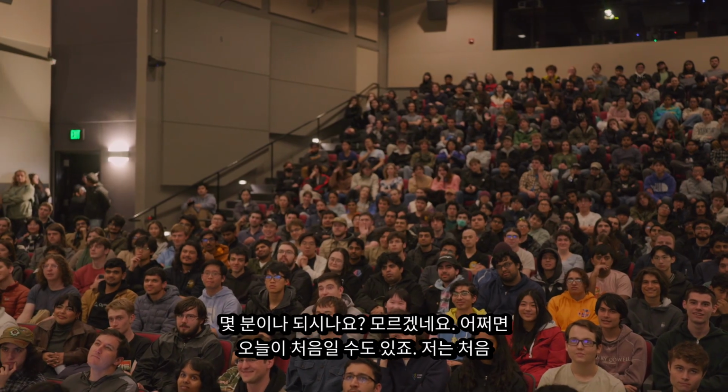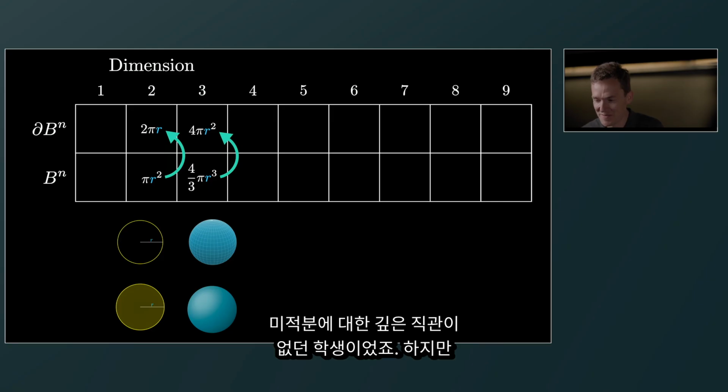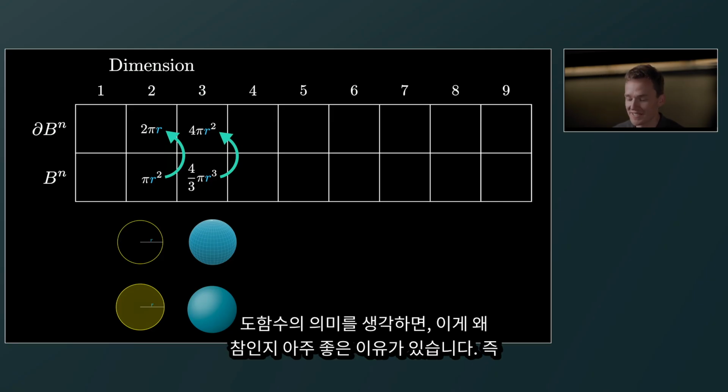How many of you thought this was very fun the first time? I don't know, maybe this is the first time you've seen it. The first time I saw this, I remember thinking, that's weird. Why is that true? I was but a little calculus student who maybe didn't have a deep enough intuition for what the whole field was. But there's a very good reason this is true in terms of the meaning of a derivative.